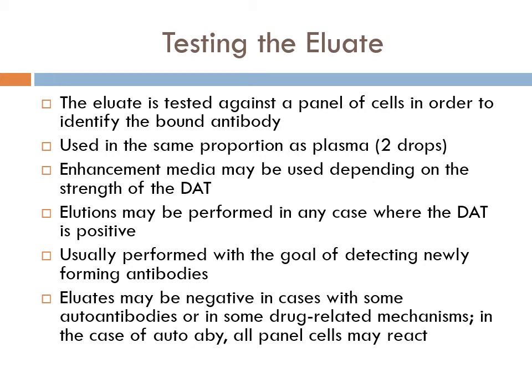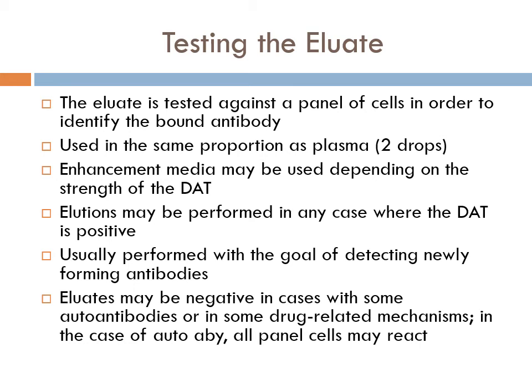Elutions may be performed in any case where the DAT is positive. So it doesn't necessarily have to be not transfused in 90 days, because we may truly not know. Some people, if they have a positive DAT and don't have a history of it, we're going to do an elution. Usually performed with the goal of detecting newly forming antibodies.